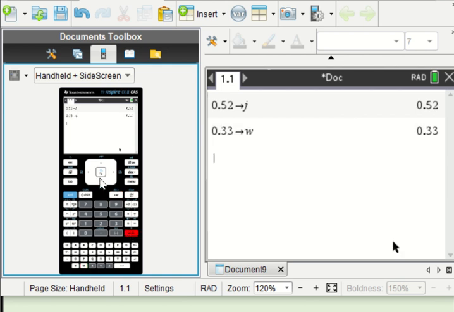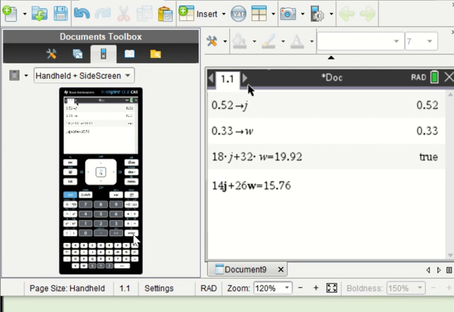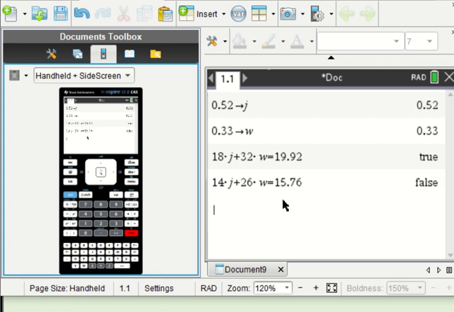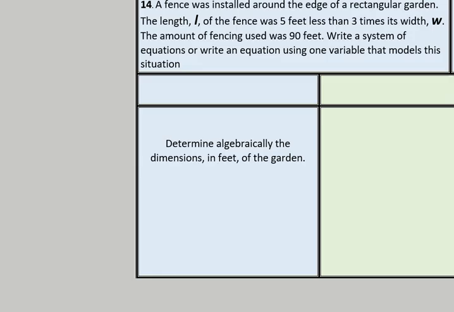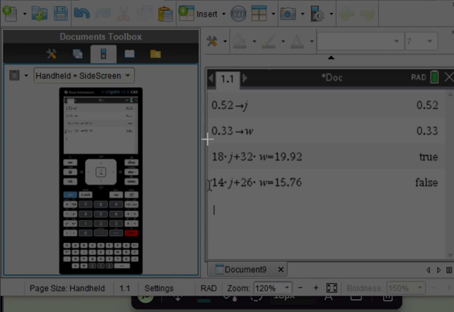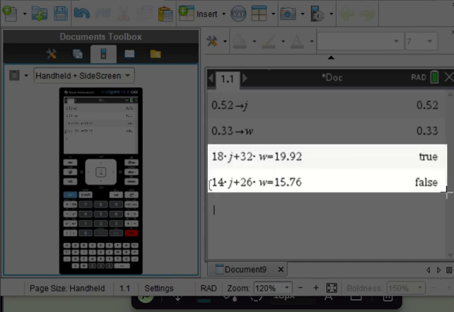So now that these two commands are in, we can actually type our equations just like we see them in the calculator. So our first equation is true. Our second equation is false. Therefore, the system doesn't work. If the equation only works for one, then of course the system is not true.